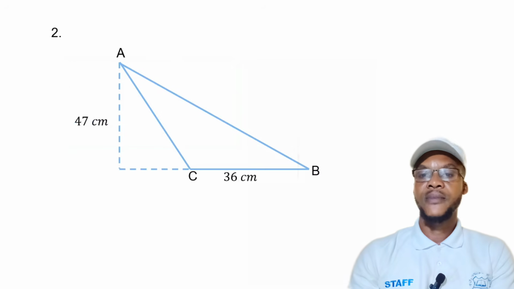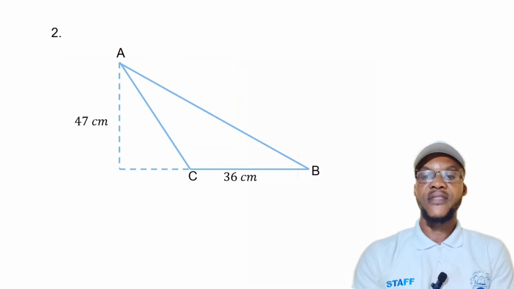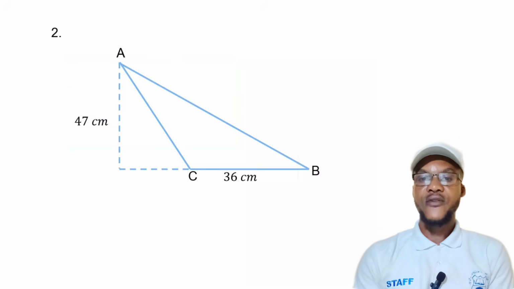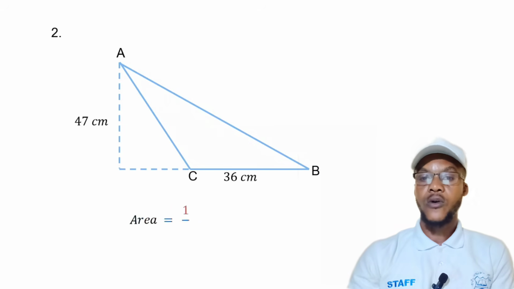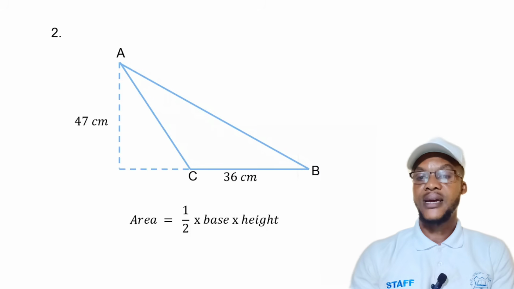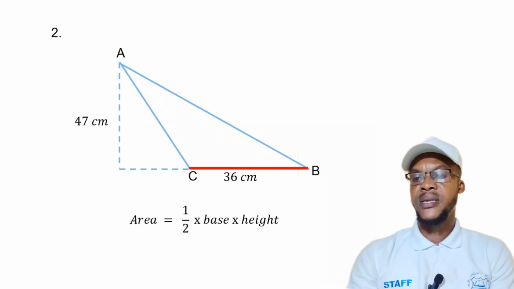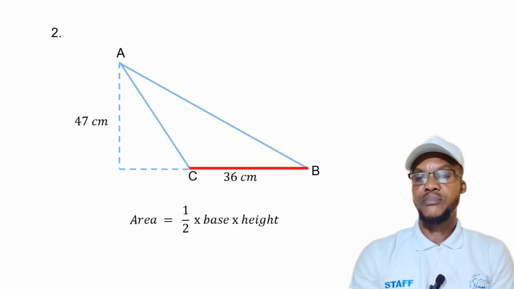Now let's look at question two. We have this diagram and we are asked to find the area of triangle ABC. As we did with triangles, how do we find the area? Area is half multiplying the base multiplying the height. Given this one, how do we identify our base? We have our base as BC, which is given as 36, and then our perpendicular height, which is given as what?